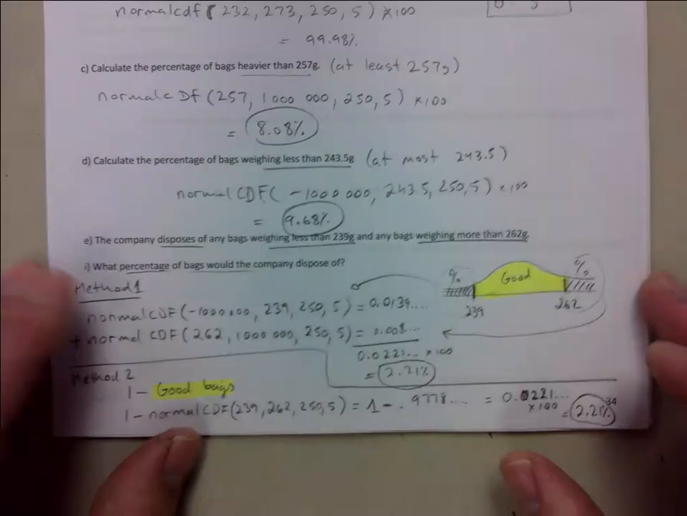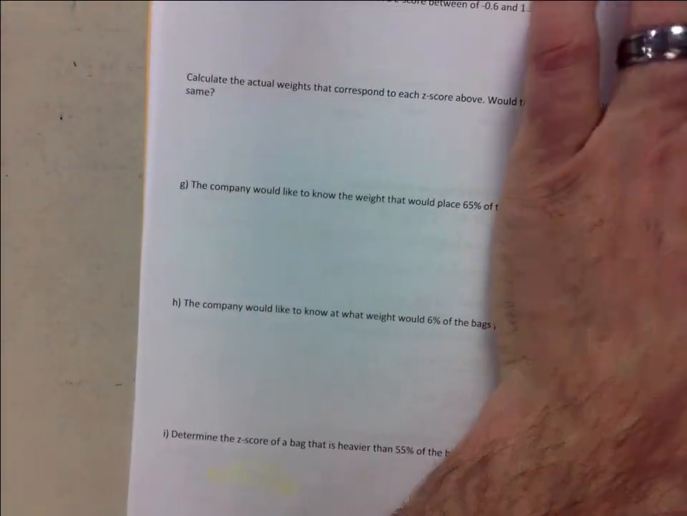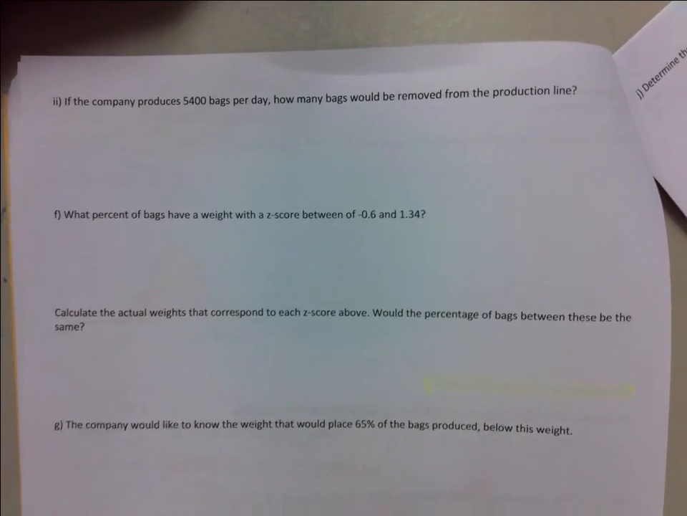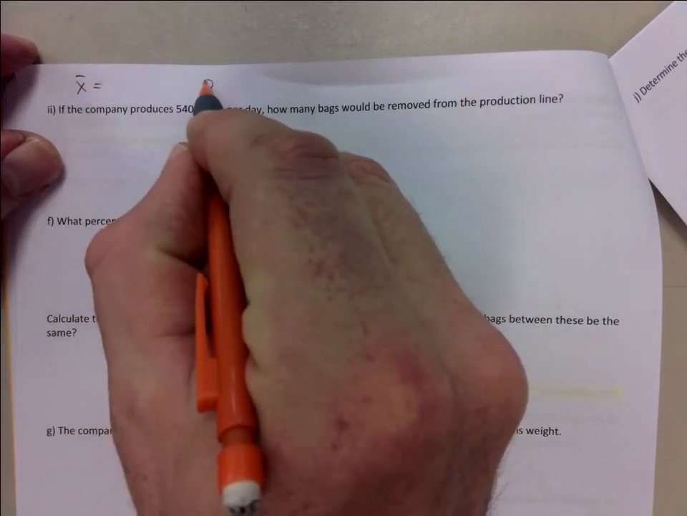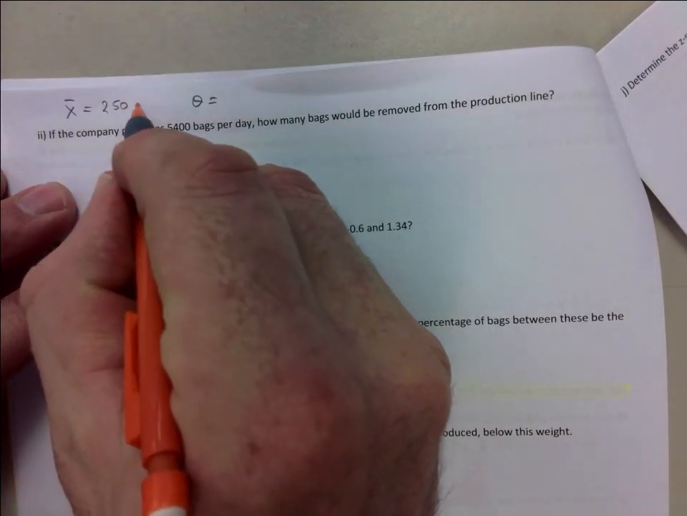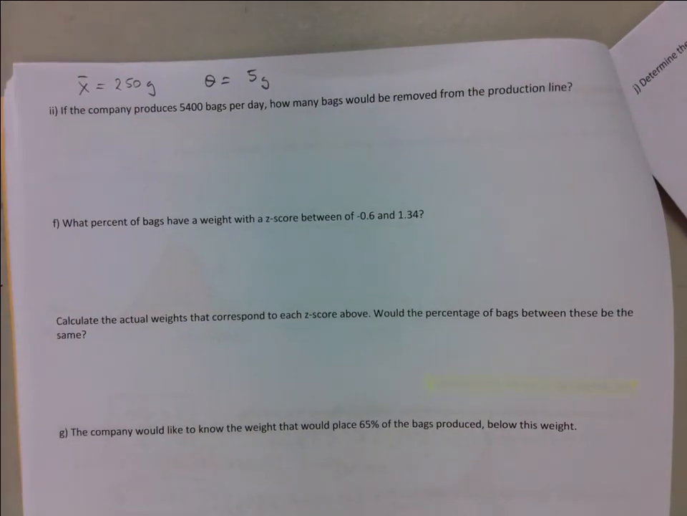So let's do a few more inverse norm scenarios, okay? Let's go to page 35. I will also do 36. So after this, hopefully you know what you're doing. I'm just going to copy the mean and the standard deviation from the previous page. We've got 250 and 5. And remember, put units everywhere. We're talking potato chips. So this is just continued.